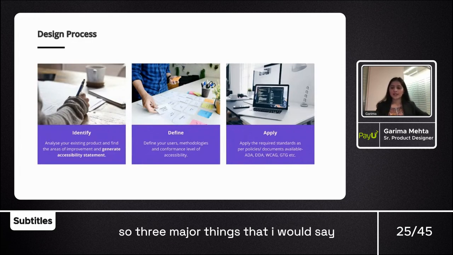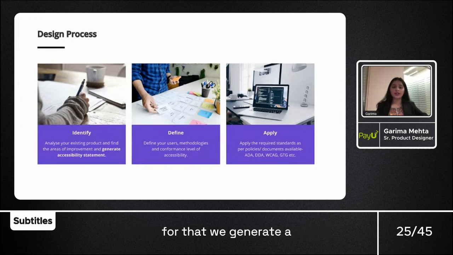So three major things that, in my opinion, make the correct process are identify, define, and then apply. You need to identify and analyze the existing accessibility problems in your platform. For that, there are different methods and techniques that I will be talking about. Once you identify, you need to make a clear distinction on what your level of accessibility is going to be. What accessibility practices will our product allow people to do?